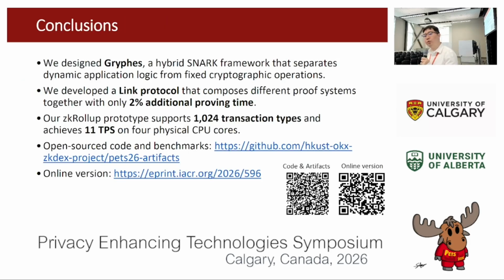So in conclusion, we designed Gryphes, a hybrid SNARK framework that separates the dynamic application logic from the fixed crypto operations. And we developed a link protocol for composing different proof systems together with only 2% of additional proving time. And our zkRollups support 1,000 transaction types or even more, and it can achieve 11 TPS on our 4-core CPUs. And we have open sourced our code and benchmarks at this link.